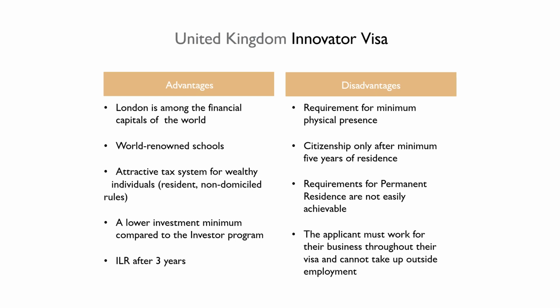The disadvantages are that you cannot study under the innovator visa. You can only work for the business which was endorsed throughout the visa stay, and you cannot take any outside employment. Also, in order to qualify for indefinite leave to remain after 3 years, the requirements can be quite difficult.